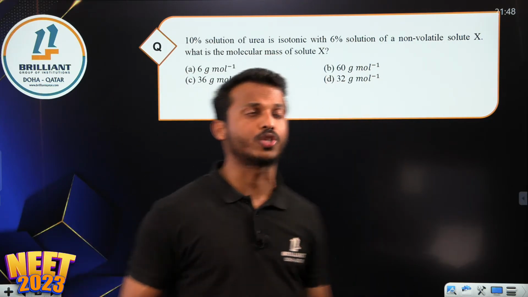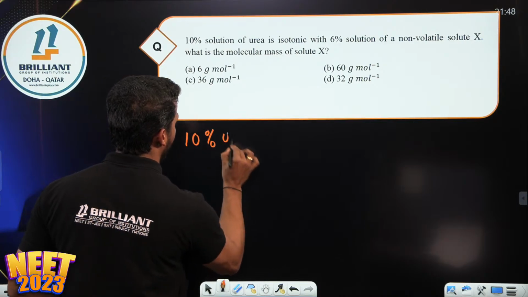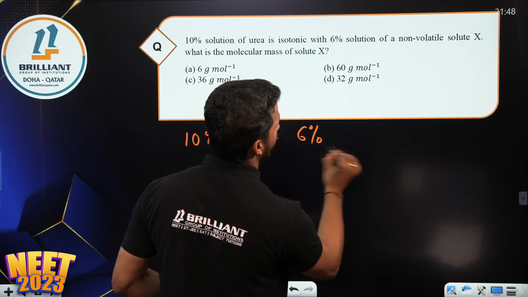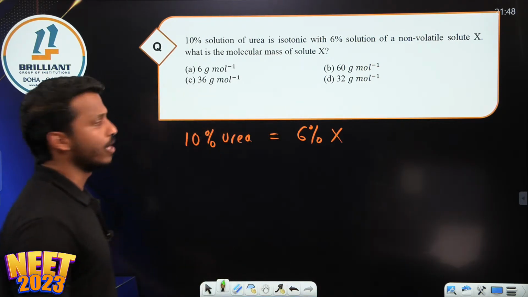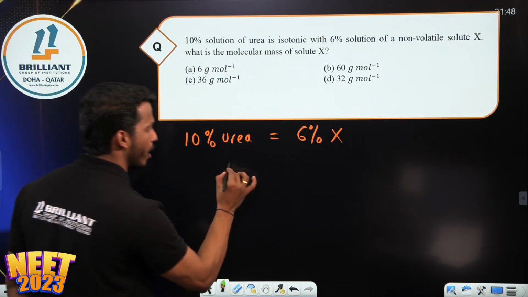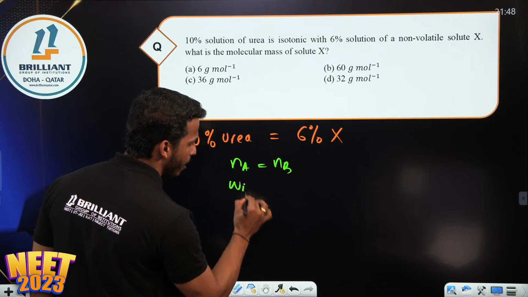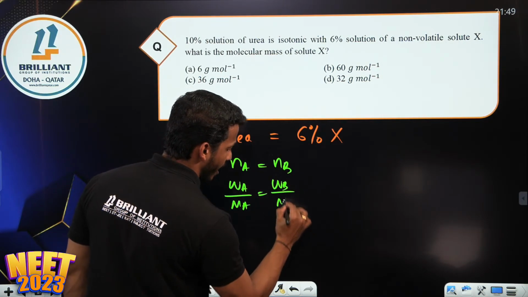The isotonic solution question, dear all. A 10% solution of urea is isotonic with a 6% solution of a substance X. If so, what is the molecular mass of X? Isotonic means we can equate their number of moles. That means WA by MA is equal to WB by MB.